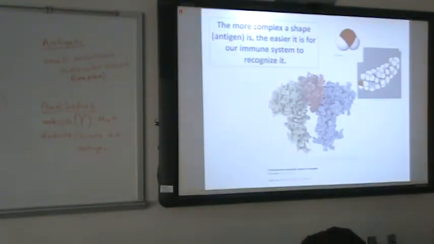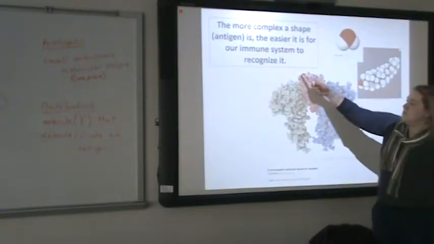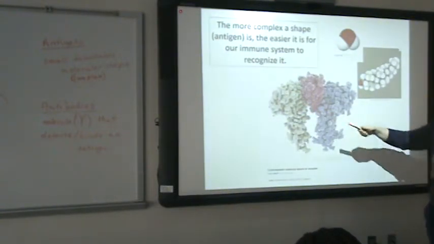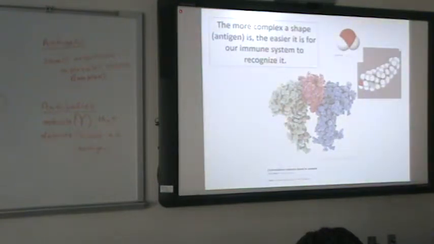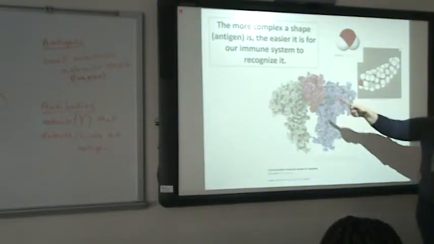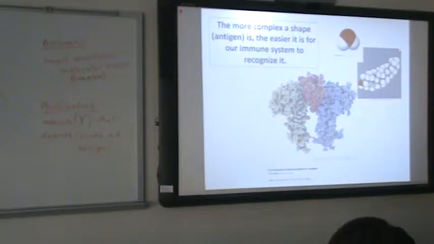Try to go back. Okay, so here's EPO, erythropoietin hormone. Should we have antibodies against that? You say no, why not? That's correct. We should not have antibodies against EPO. Why not? It's not dangerous to us. It's not dangerous. Why else not?